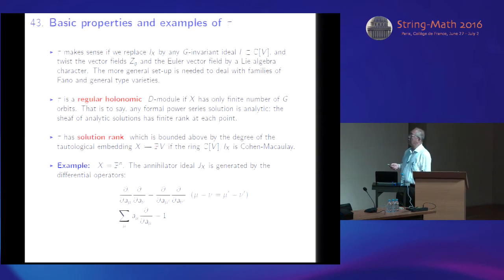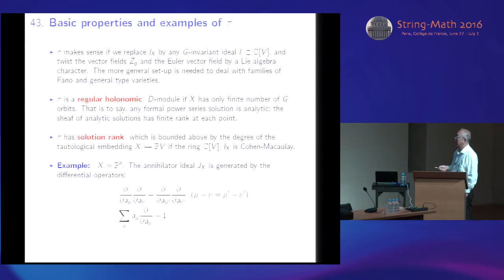So tau is a regular holonomic D module if X has only a finite number of G orbits. So the algebraic group G acting on the projective variety X, if it has only a finite number of orbits, then everything is good. So in particular, any formal power series solution is analytic, and the space of analytic solutions has finite rank at each point for this tau. And it also turns out the solution rank is bounded by the degree of the tautological embedding.